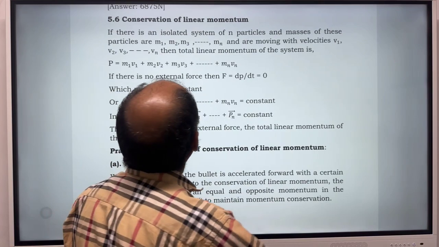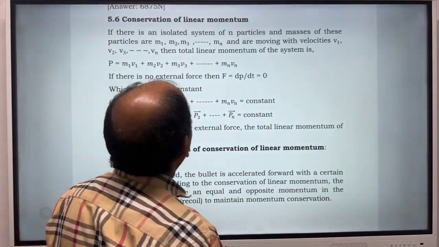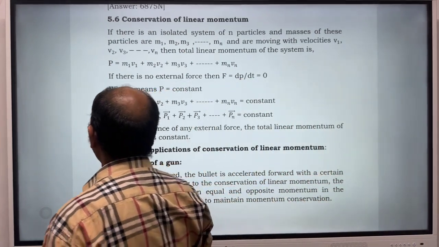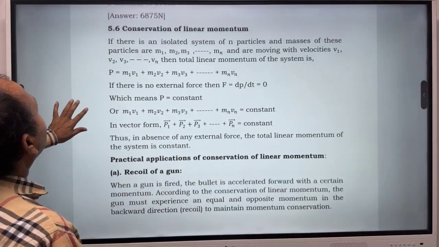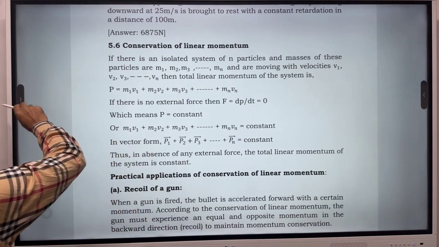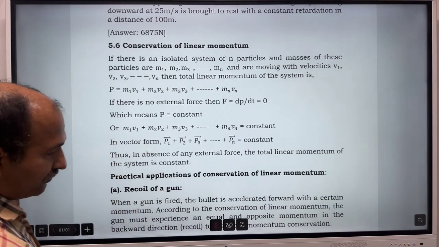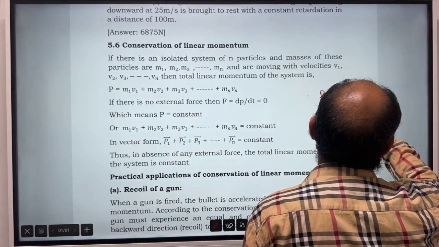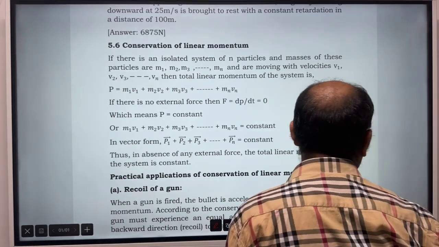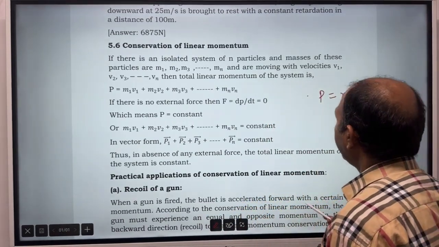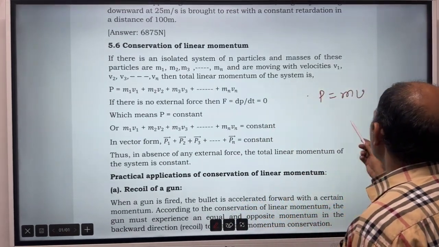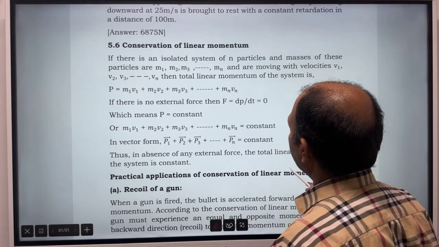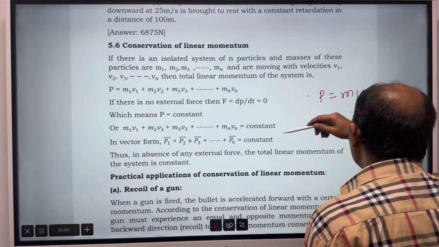Today we are going to study conservation of linear momentum and other related aspects in 11th physics. So, you know what is momentum? I think you remember momentum is P, which is mv, and here our purpose is to show that in absence of any force, momentum remains constant.